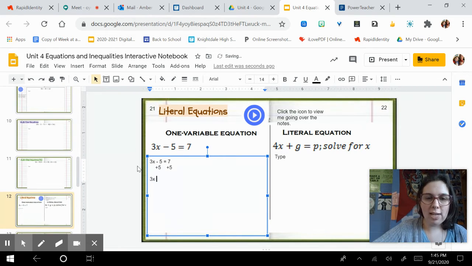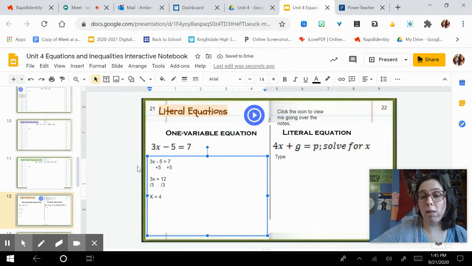Okay, so we have 3x. Negative 5 plus 5 cancels out, so 7 plus 5 is 12. Now, 3 times x is the first step that was done, so now we have to undo that last. 3 times x, opposite is divide by 3. So divide by 3 on both sides. And so now I have 3 divided by 3 is 1, so that cancels, and 12 divided by 3 is 4. So when you have a one variable equation, you're going to have a solution.